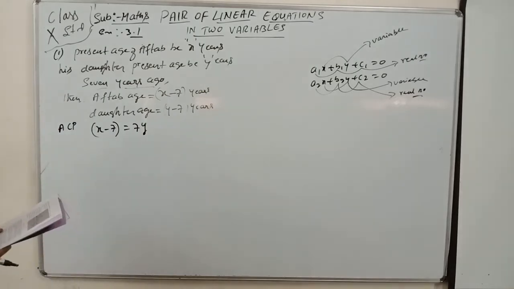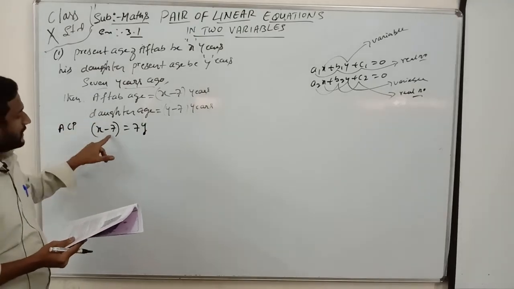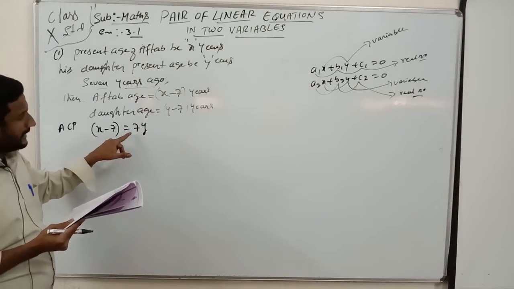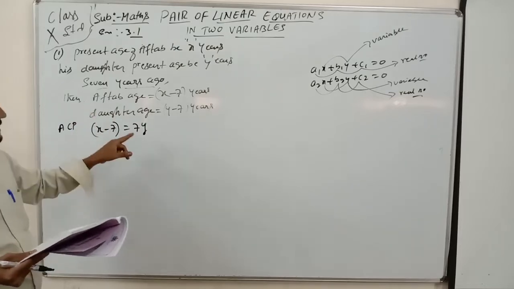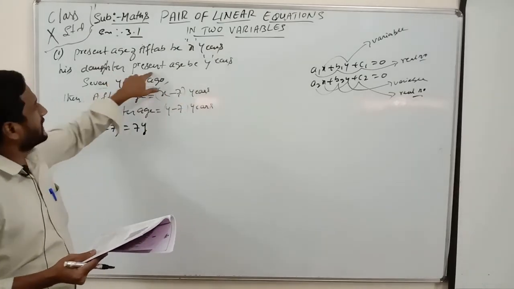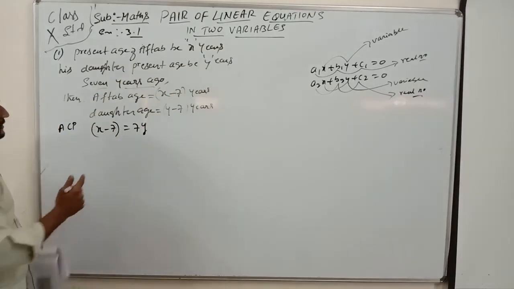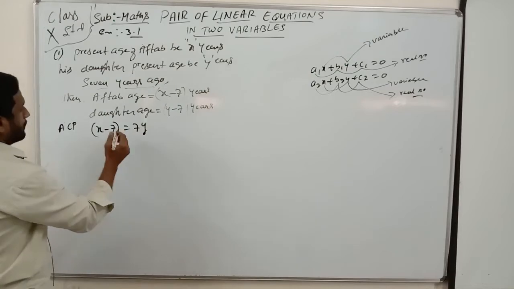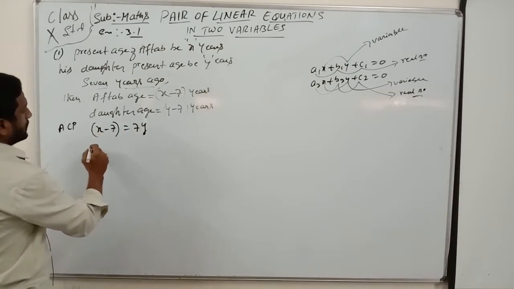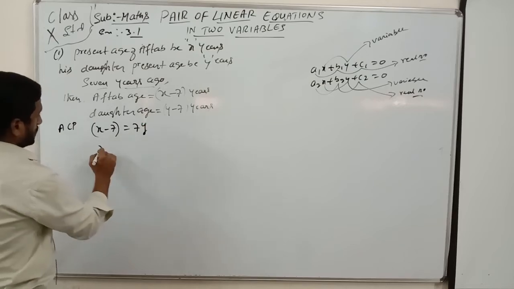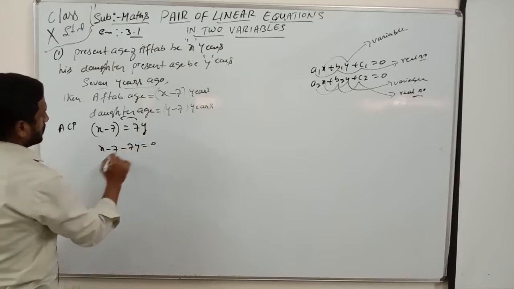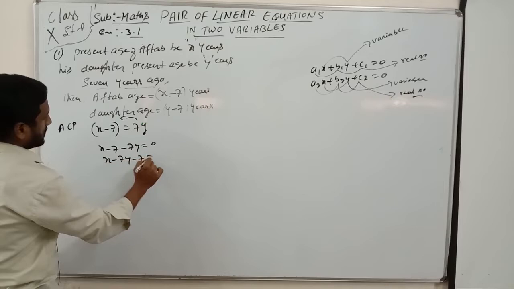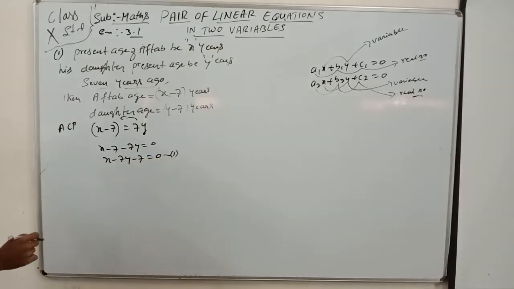So once again, 7 years ago Aftab's age is x minus 7, which is equal to 7 times the daughter's age, 7 into y. So this is the equation. Bringing 7y to the left side: x minus 7 minus 7y is equal to 0. So x minus 7y minus 7 is equal to 0. This is called equation 1.